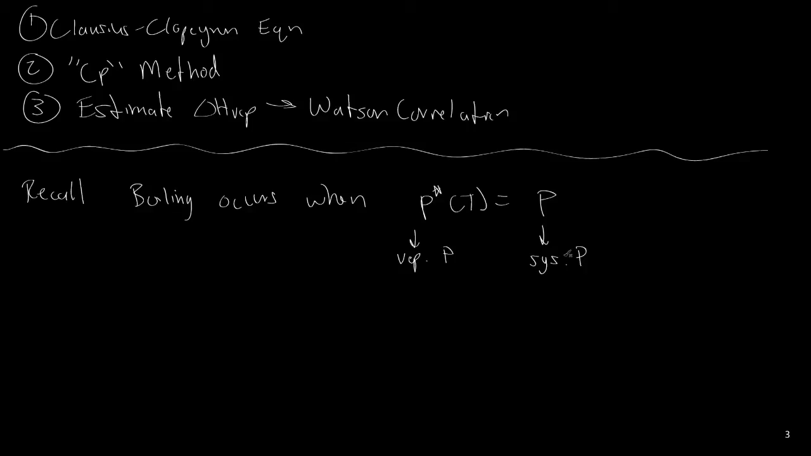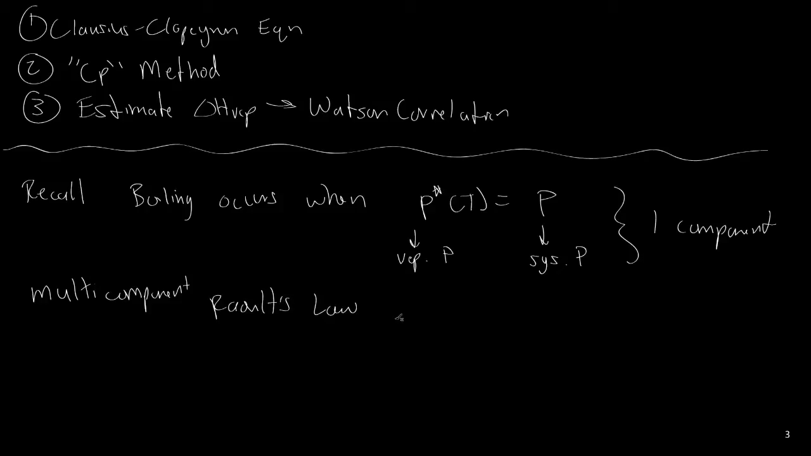If we were to vary the pressure of the system, and this is of course for a single component system, for a multi-component system we would have to use Raoult's law, where we have y_i P is equal to x_i P_i star of T. And this equation would have to be satisfied for every material in the system.